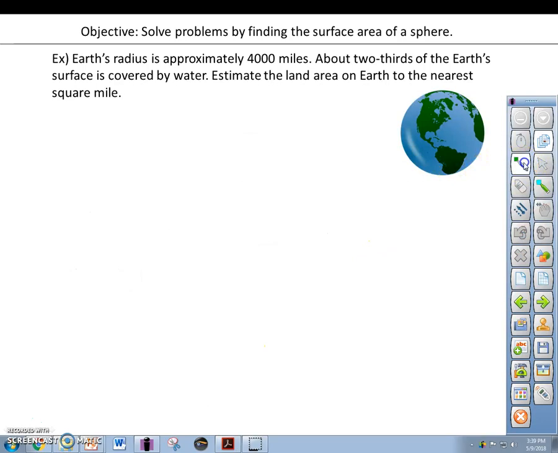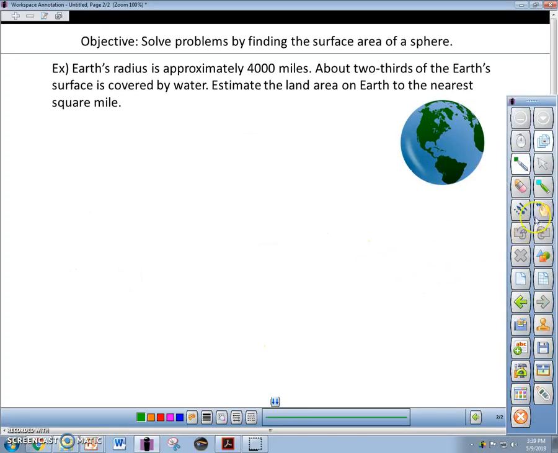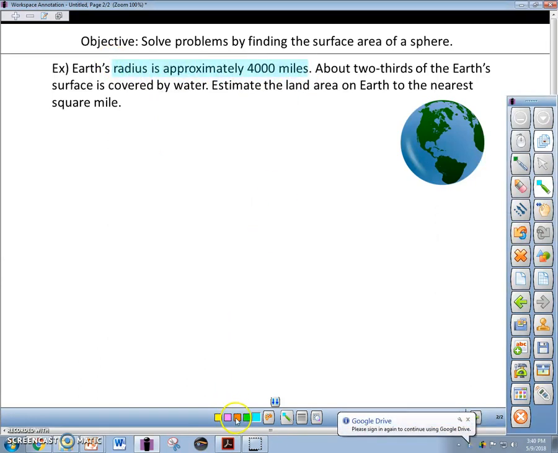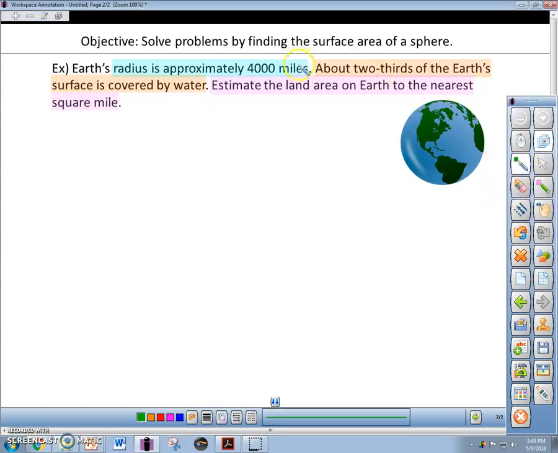All right, let's look at this problem. So in this example, it says that the Earth's radius is approximately 4,000 miles. It also tells us that about 2/3 of the Earth's surface is covered by water. You may or may not have known that, but that is true. We are to estimate the land area on Earth to the nearest square mile. So we don't have to do any unit conversions because we're looking at a radius in miles.